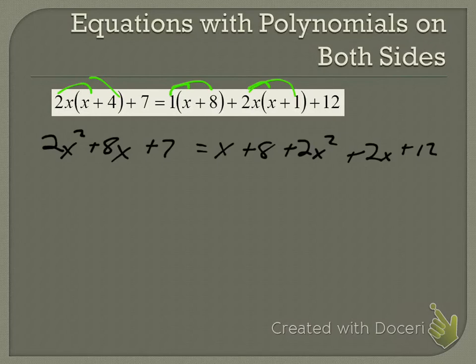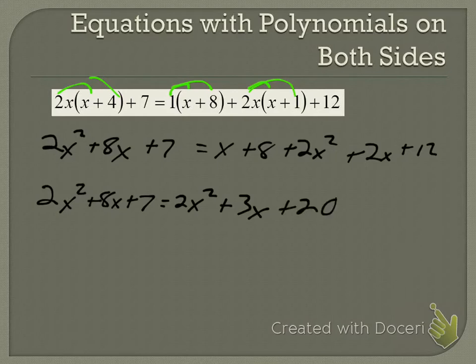At least they're all pluses. You're welcome. All right. Now, what do you see on the right-hand side of your equals? X's, x squares, and numbers, right? I see a whole bunch of terms on my right side that can be combined. So let's do so. 2x squared plus 8x plus 7 equals 2x squared plus 3x plus 20. Everybody see that?